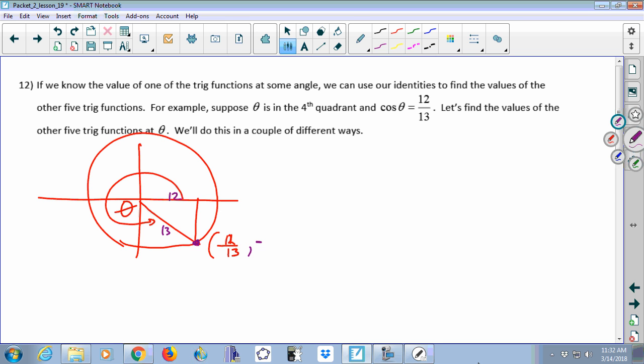So once I have this established, you can do a little Pythagorean theorem and find out that your y value here is 5. It's actually going to, if we look at the direction, it's going to be negative 5 over 13. That's your sine. Opposite over hypotenuse. From there, you can get all the others.